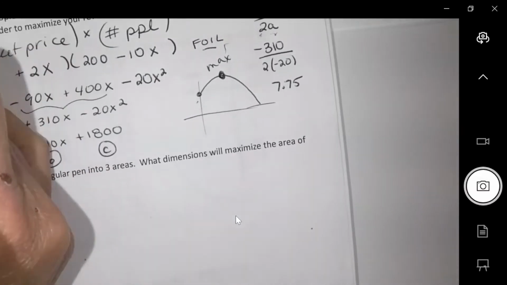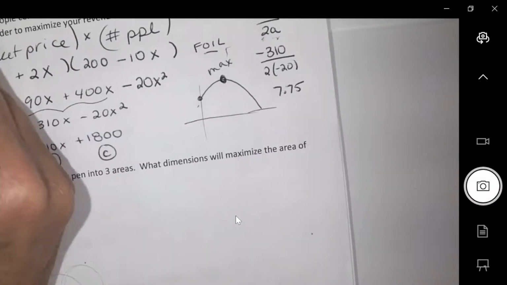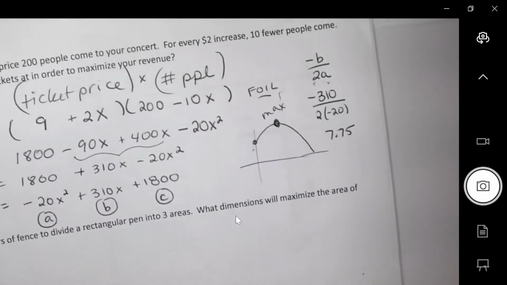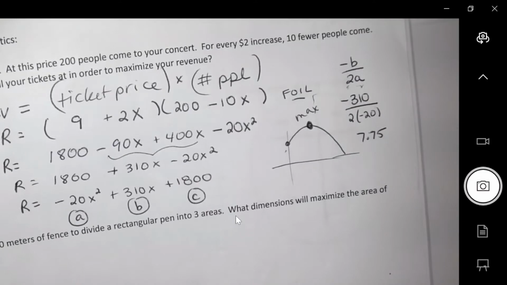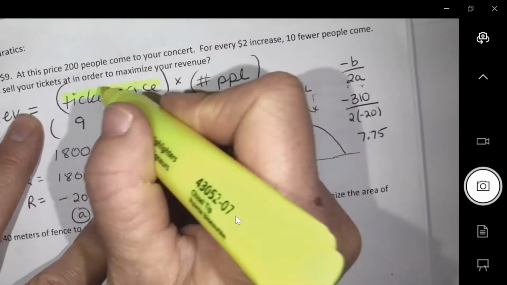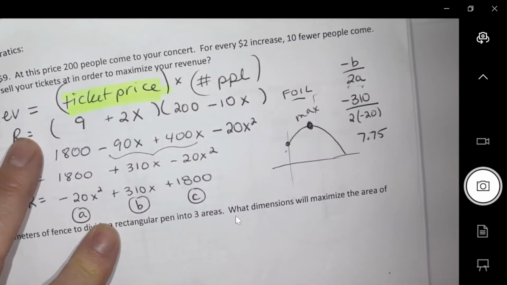So, this is the question. What price should you sell your ticket? $7.75. Not quite. What did we do to represent the ticket price?